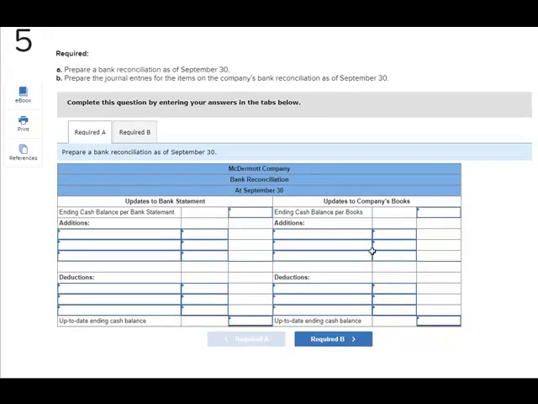So once you add and subtract all these additions and deductions, you'll come up with the new up-to-date ending cash balances for both the bank and the books, and these two amounts should agree.